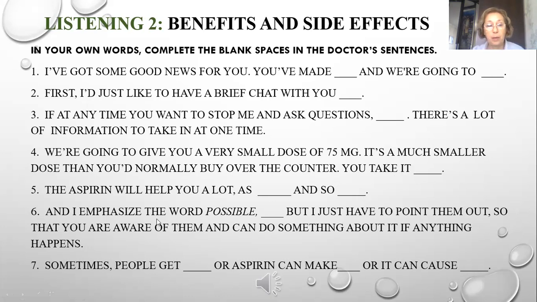In number 6, I emphasize the word possible. As you may not get any of them. And sometimes people get upset stomachs, or it can make stools dark and smelly, or cause bleeding like nosebleeds, or it can cause shortness of breath. Yes, shortness of breath.